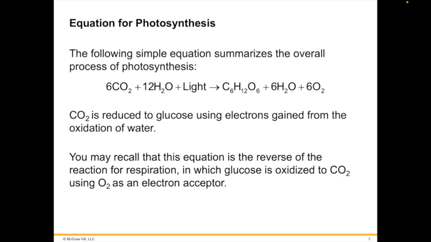That is photosynthesis. You may notice this equation is the reverse of the reaction for respiration. In respiration, glucose is oxidized to carbon dioxide using oxygen as an electron acceptor. In photosynthesis, CO2 is reduced to glucose using electrons gained from the oxidation of water. The oxidation of water and the reduction of CO2 requires energy that is provided by light. Although this statement is an oversimplification, it provides a useful global perspective.